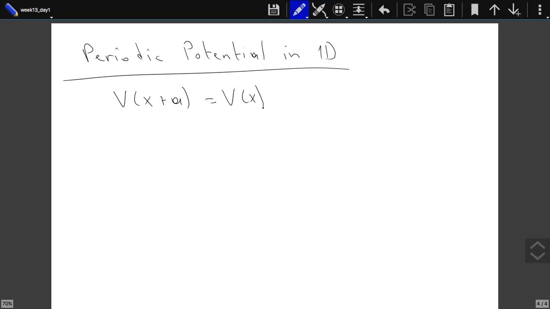Now the Hamiltonian of my system, I'm just considering a single particle, is again p squared over 2m plus V of x. Now let me define the translation by A as you just act it on any function of x and it gives you f of x plus A. Is this conserved? Is this a symmetry of the problem?